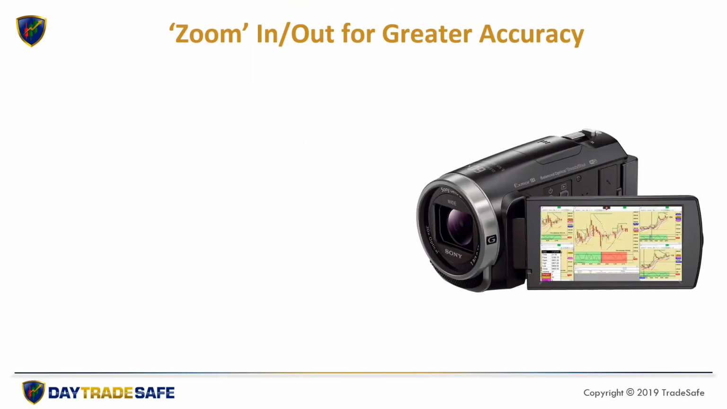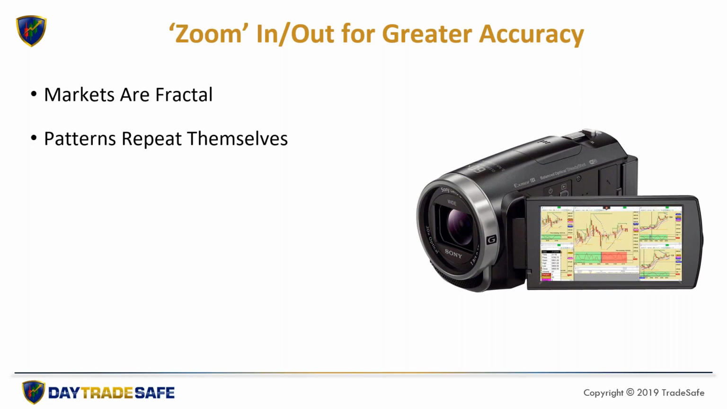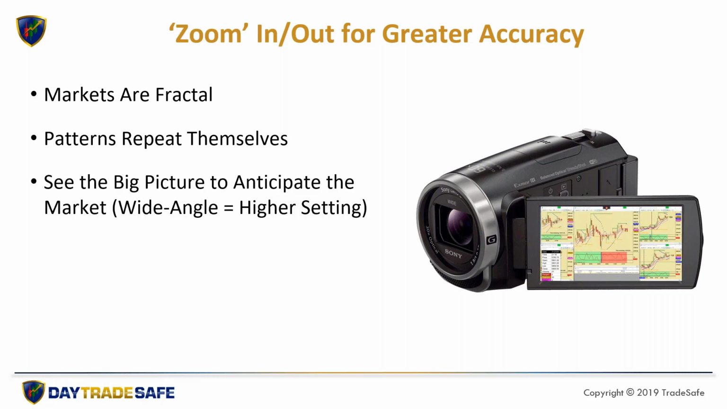All right, so here is what we are wanting to do. See that camcorder there? It has a zoom lens. It zooms in, it zooms out. Markets are like that. They're fractal. They have patterns that repeat themselves. And just like you can see the big picture with a wide angle and zoom all the way in up close to see detail, you want to do the same thing with your charts. You want to be able to have a high setting on a chart, and not just any setting from a drop-down menu. What I'm going to give you is a formula on how to do that.